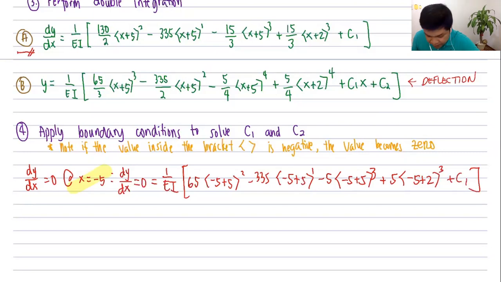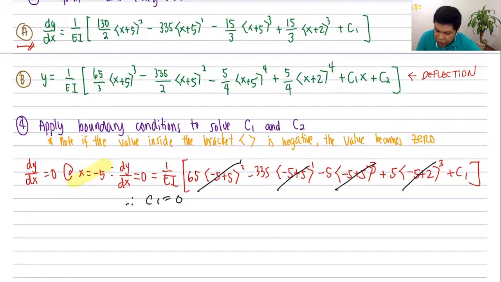Then look at the brackets. Negative 5 plus 5, that's 0. Negative 5 plus 5, that's 0. Negative 5 plus 2 will yield a negative answer. Therefore, this is also 0. Okay? Therefore, C1 is actually equal to 0.